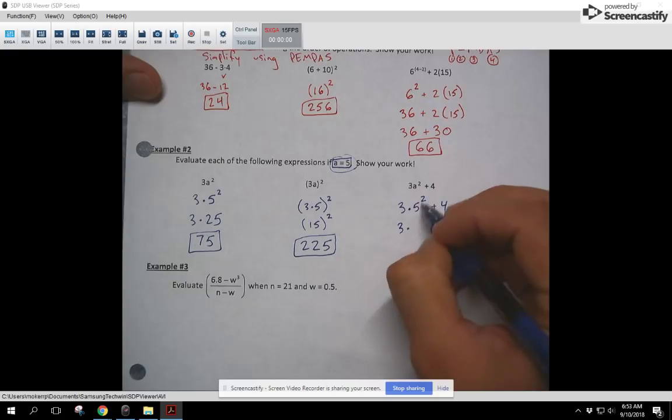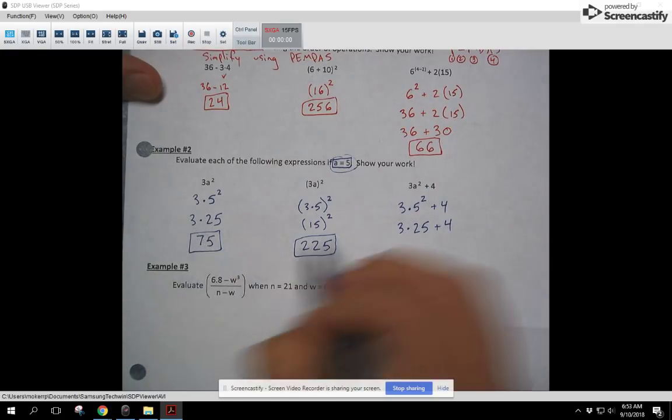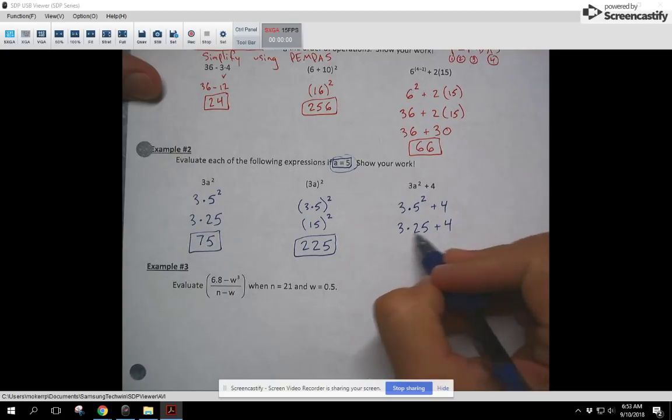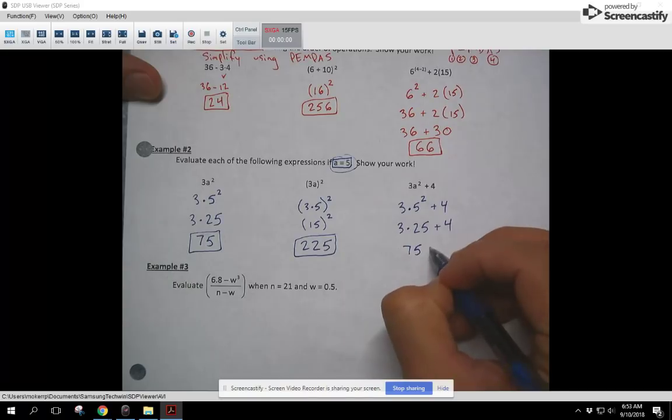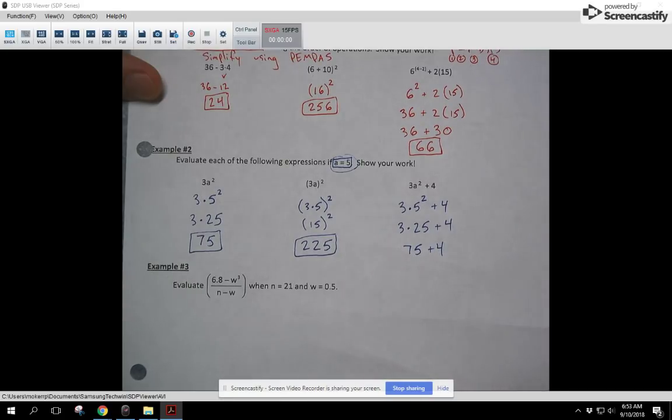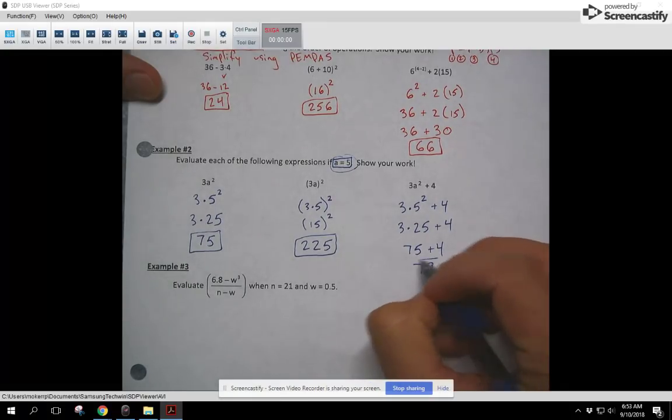So it's 3 times 25 plus 4, very similar to what we have here. Now I have multiplication and addition. So multiplication comes first. 3 times 25, 75 plus 4. And you finish it off and it's 79.